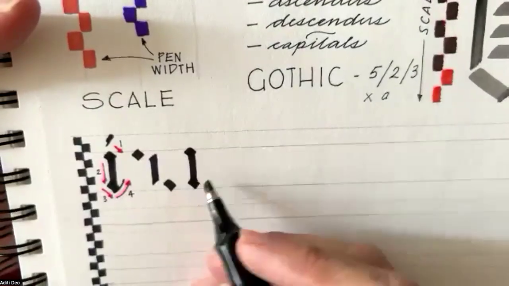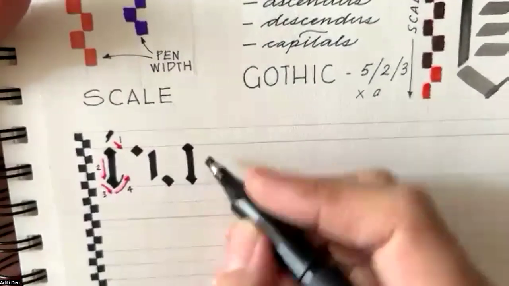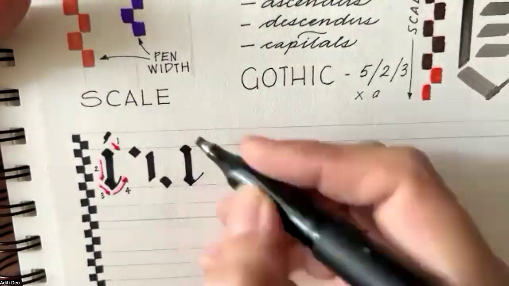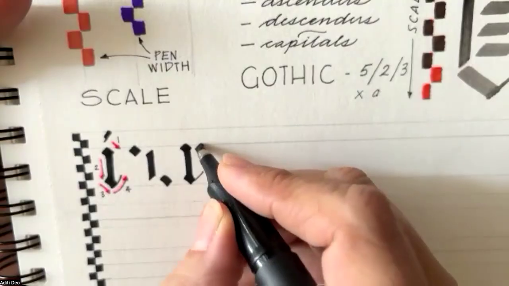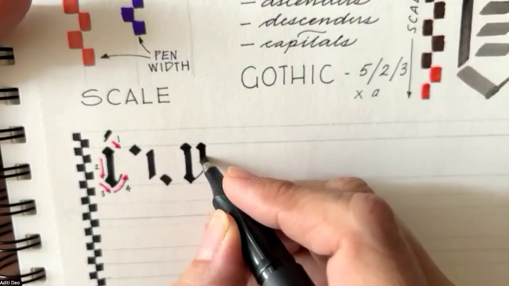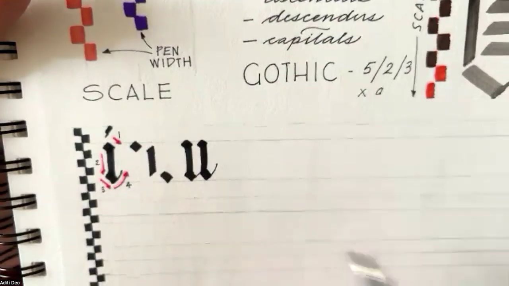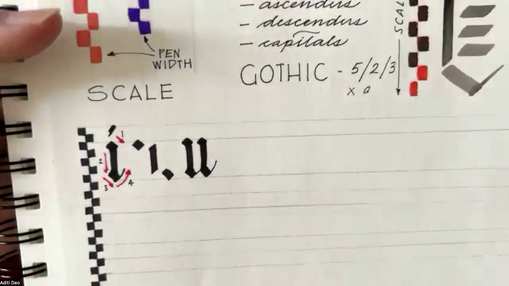So, after you've made this one stem, you pull this line up and make the second stroke here. And this gives you the U.